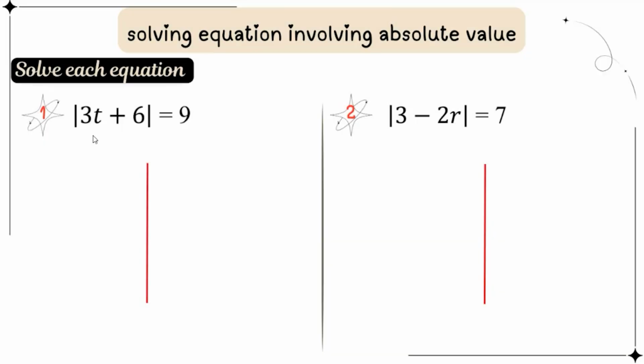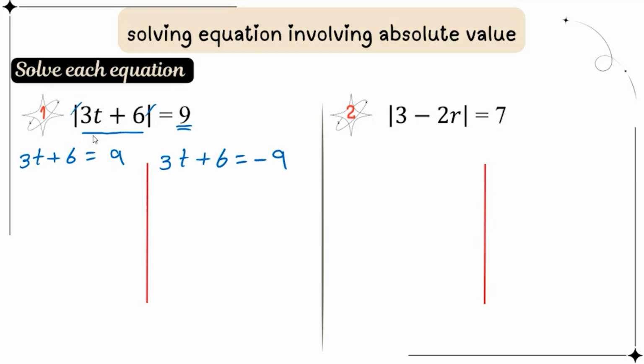Let's solve some exercises. Solve each equation. Question number 1. Absolute value of 3t plus 6 equals 9. Okay, to solve it, we cancel this absolute value. How can we cancel it? The inside of the absolute value may be positive 9 or maybe -9. That's why we write two equations. The first one, 3t plus 6 equals positive 9. Another one, 3t plus 6 equals -9.